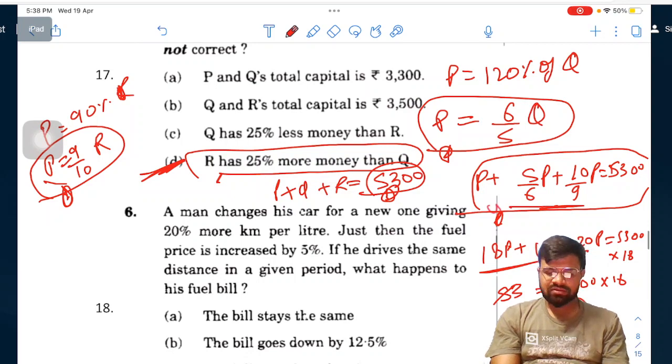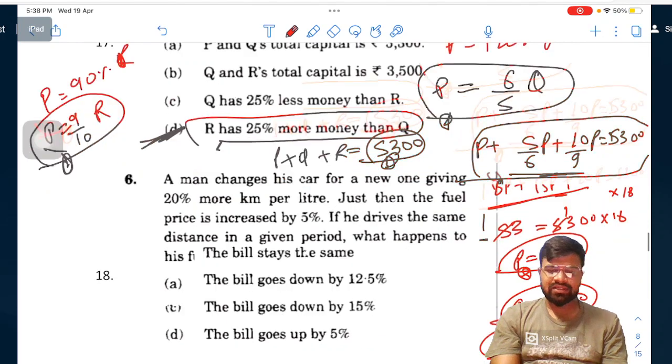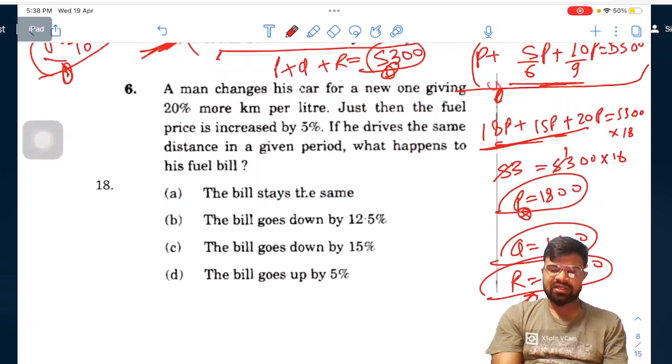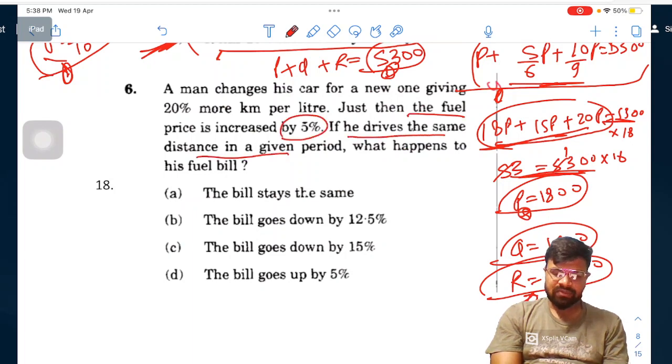So this will be the answer. The question is quite lengthy, but the calculation is very simple. So this total will become 53 and so that it will be cancelled out. Okay. A man changes his car for a new one, giving 20% more kilometer per liter, then the fuel price increases by 5%. If you drive the same distance at the given speed, what happens to the fuel bill?